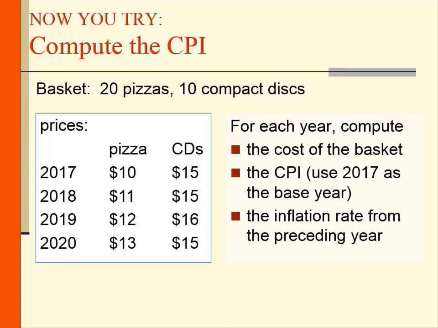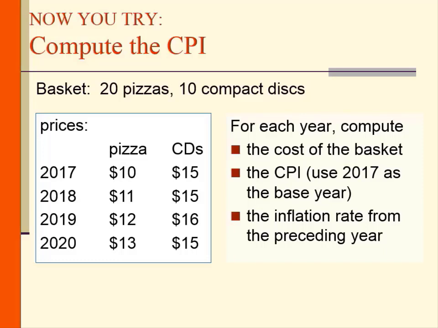So how do you calculate the cost of the basket for each year? Basically, the cost of the basket should equal, for each year, the price of pizza times 20 pizzas plus the price of CDs times 10 CDs. For 2017, for example, the price of pizza, which is $10, times 20 pizzas plus the price of CDs, $15, times 10 CDs will give you the 2017 cost of the basket as 350. And you can use the same method to calculate the 2018, 19, and 20 cost of the basket.